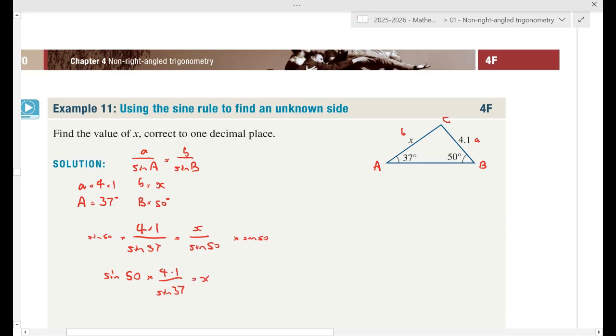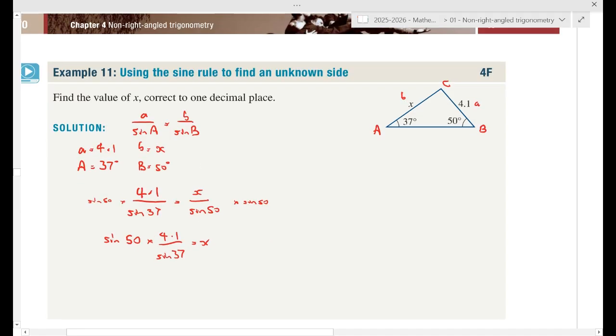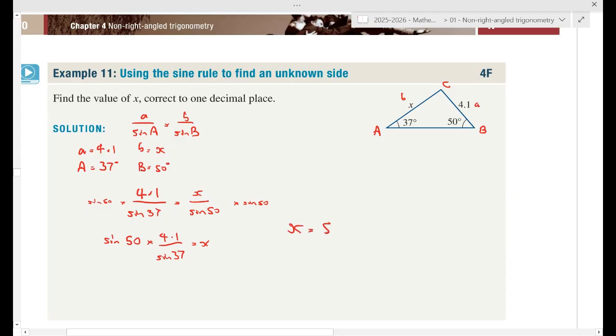Put this into your calculator. Remember, please close the brackets after each of your trigonometrical things. So 4.1 over, what have I got? Sine 37, close my brackets, hit equals, and it will give me 5 point. So X equals 5.2188 dot, dot, dot. And it wants us to do it to one decimal place, which is 5.2. It hasn't given us a unit, but remember, we are dealing with a length, not an angle. And that's done.